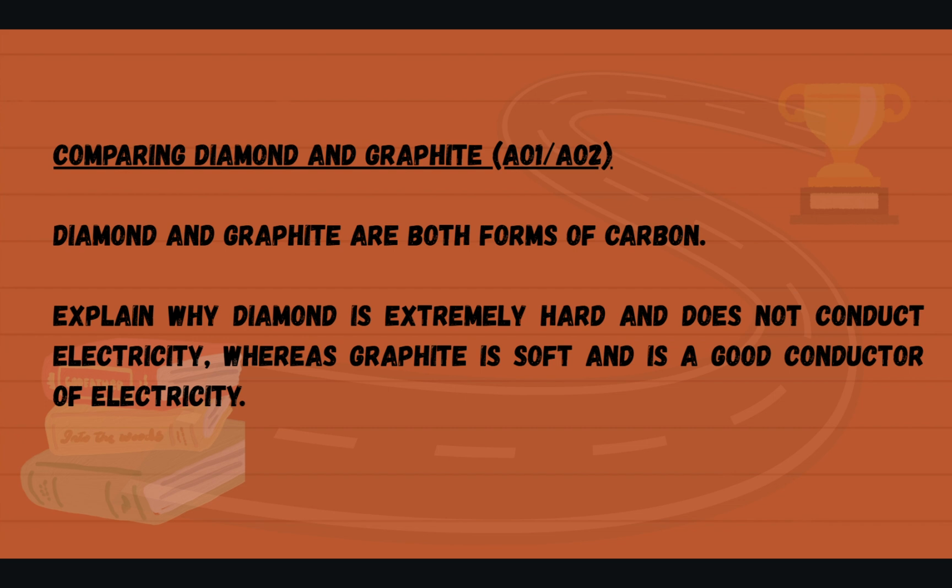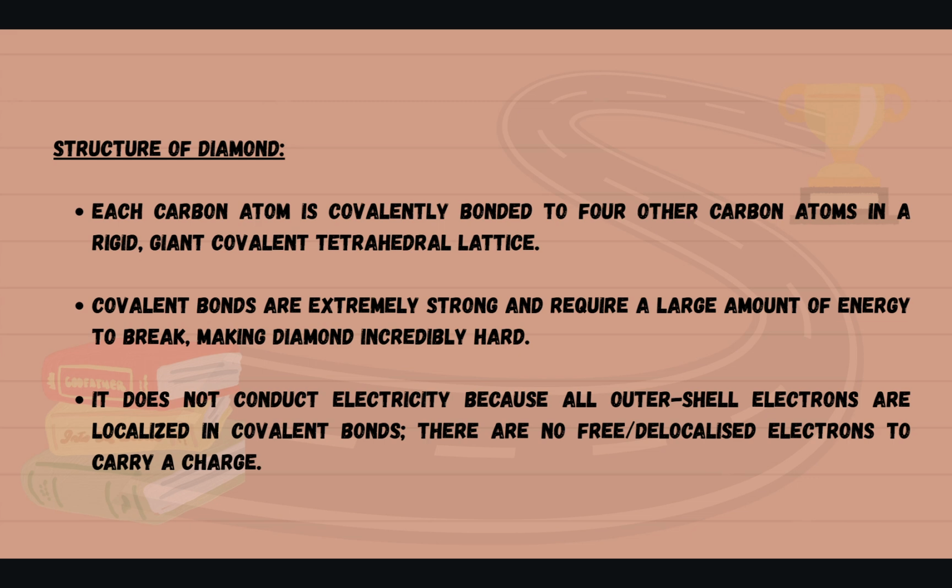AO2. Diamond and graphite are both forms of carbon, and the question we can get asked here is explain why diamond is extremely hard and does not conduct electricity, whereas graphite is soft and is a good conductor of electricity. So we look at explaining the structure of diamond first.